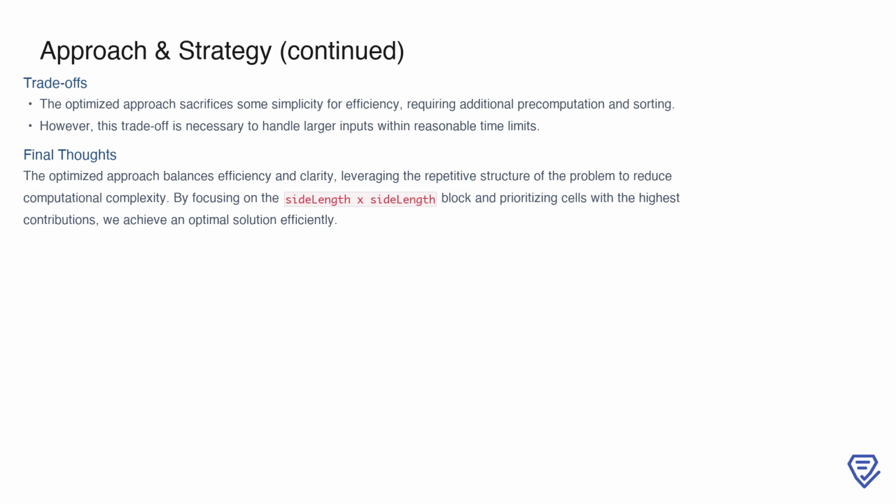By focusing on the repetitive structure of the sidelength x sidelength block, we significantly reduce computational overhead. Prioritizing cells with the highest contributions allows us to achieve an optimal solution without exhaustively evaluating every possible configuration. In conclusion, this approach effectively balances efficiency with clarity, leveraging the periodic nature of the problem to simplify the solution space. By concentrating on the most impactful cells in the sidelength x sidelength block, we ensure that the solution is both optimal and scalable, meeting the requirements of the problem efficiently.